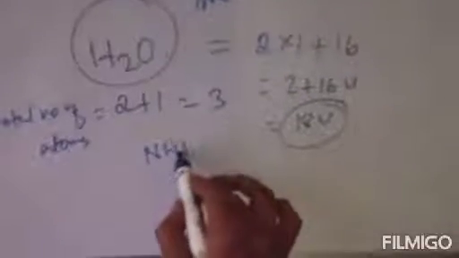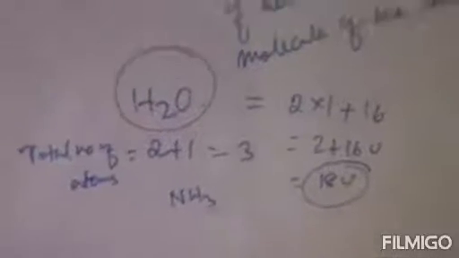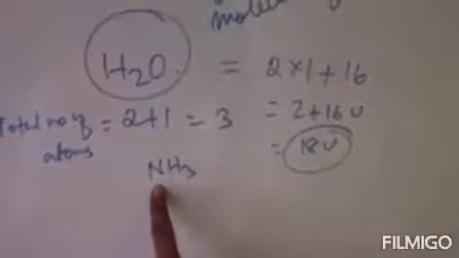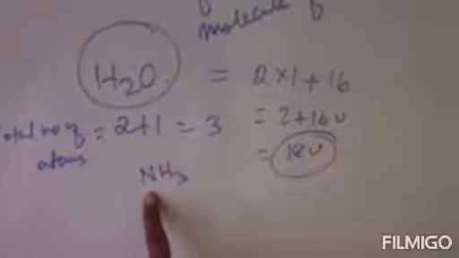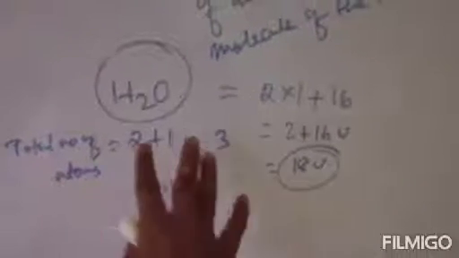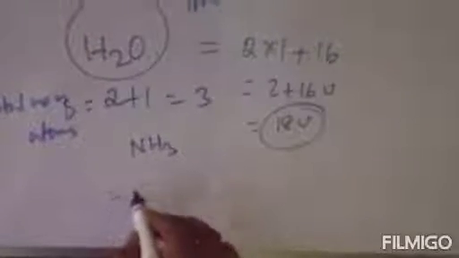For example, suppose ammonia. The formula is NH3. So the total number of atoms will be 3 hydrogen atoms and 1 nitrogen atom, that means a total of 4 atoms. Clear? So the atomic mass of 1 nitrogen and the atomic mass of 3 hydrogen, the sum of these atomic masses will be the molecular mass of ammonia, or the molecular mass of NH3.